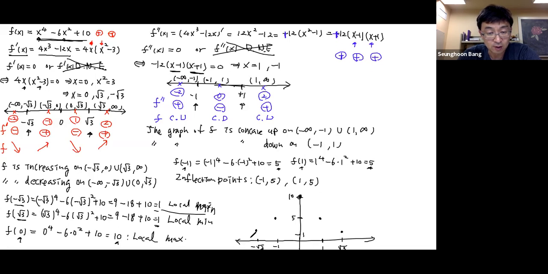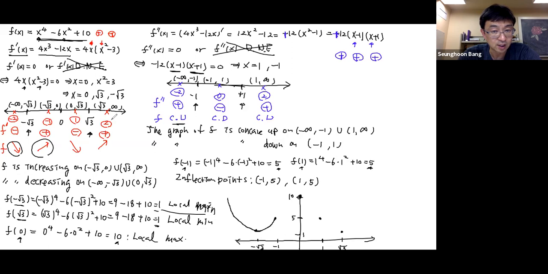You have to connect. What's the graph like? For x less than minus root 3, what's the graph like here? Decreasing and concave up. So the graph is decreasing, concave up, like this. From minus root 3 to minus 1, the graph is increasing, concave up. Concavity doesn't change. Increasing, concave up, like local minimum, like this. Then minus 1 to 0 is here.